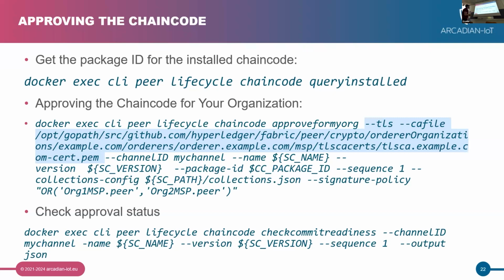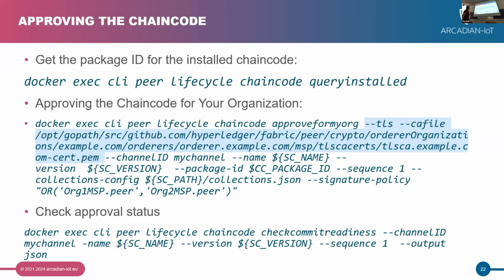And the command is straightforward, approve for my org. In this case, I highlighted this part of the command. This one is where the cryptographic material is located, because as I told you, the command line interface is common, and you need to identify yourself with your current certificates. So the command line knows you are identified as one organization or the other.